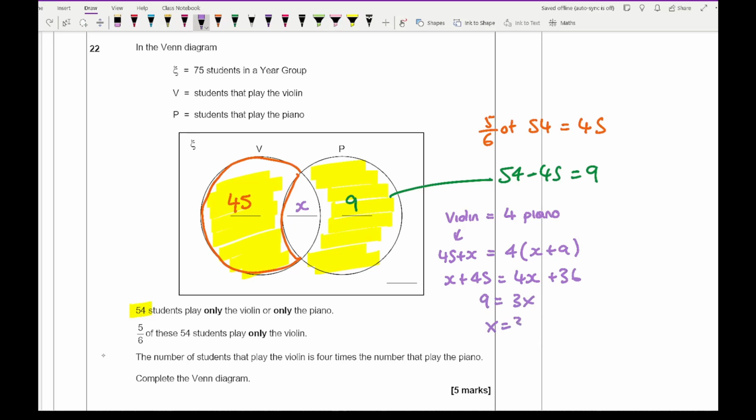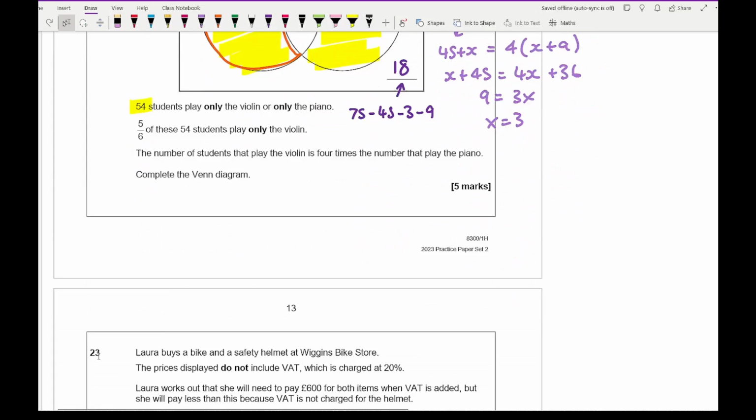Take the X and take the numbers over to the other side, so I end up with 9 equals 3X. So X equals 3. So then what I can then do is scribble this X out and replace that with a 3. Now we know that all the numbers need to add up to 75. So to work out this number here, I do 75 minus 45 minus 3 minus 9, which leaves me with an answer of 18. And that is my Venn diagram completed.